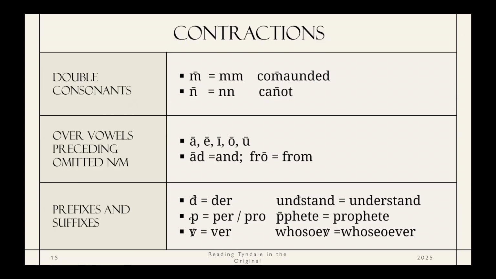And I think one of the reasons was that when you're setting a line, you don't want a word to go over to the next line. So to bunch up the letters, you might put a line over one letter to save space.